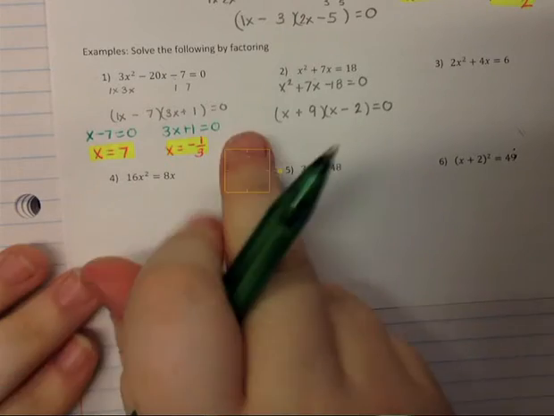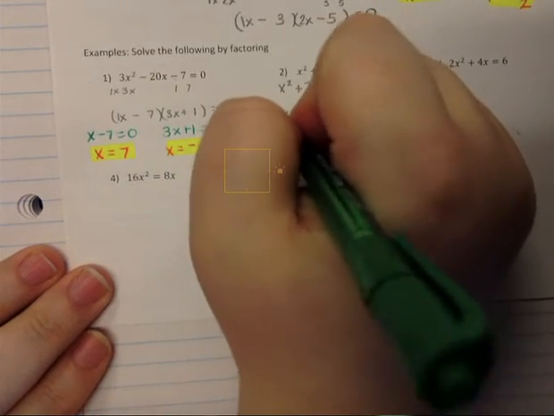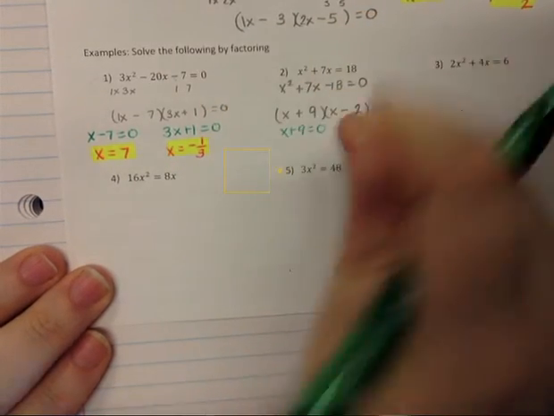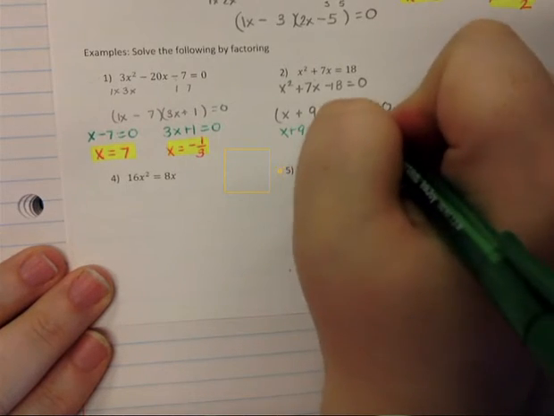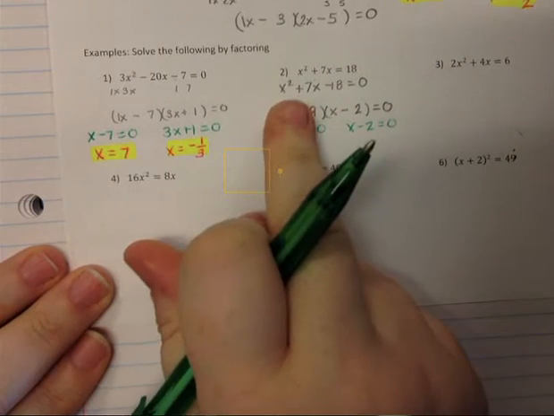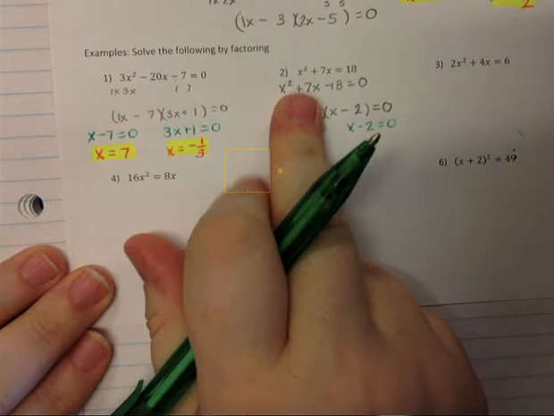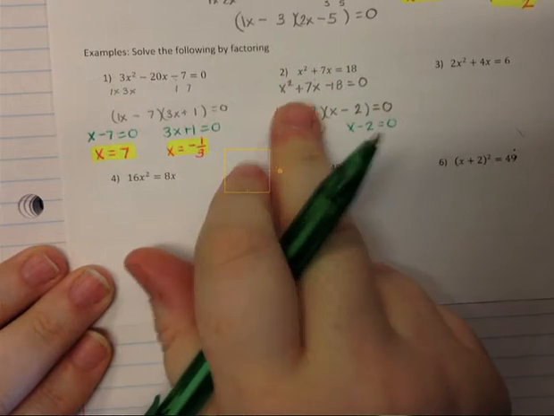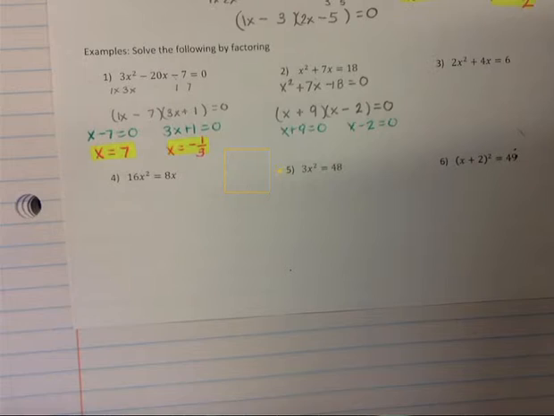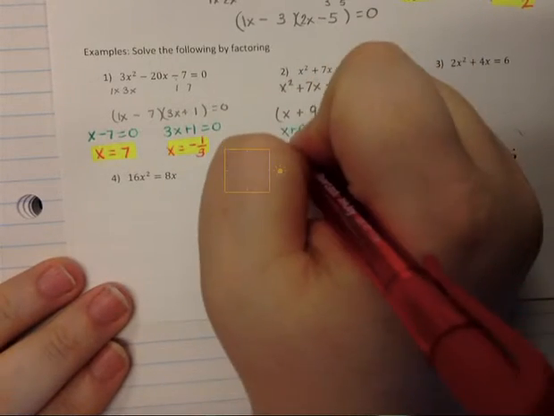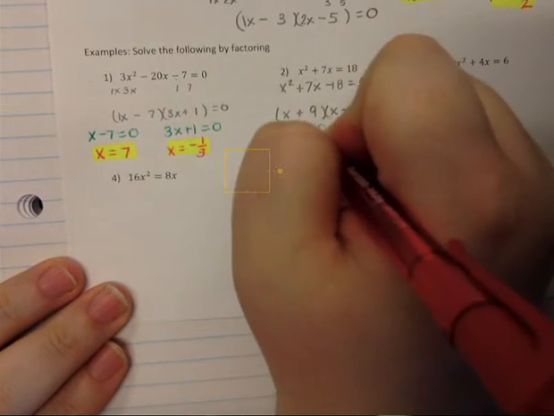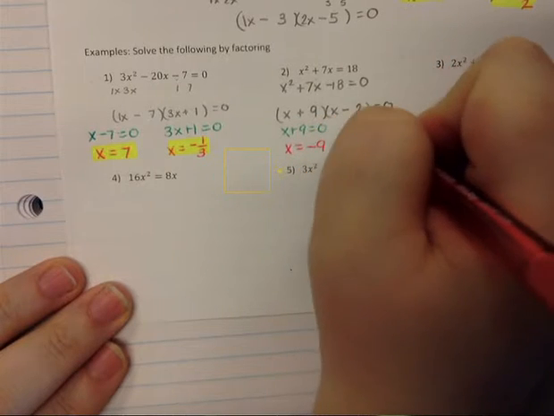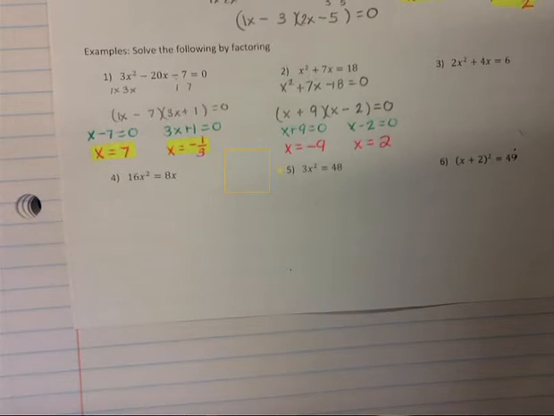So I take the expression x plus 9 and set it equal to 0. I take the expression x minus 2 and set it equal to 0. Because if this parenthesis set is 0, this is 0 times all of that, which will give me 0. So if we solve, we'll end up with x equals a negative 9 and x equals a positive 2. Those are our two solutions.